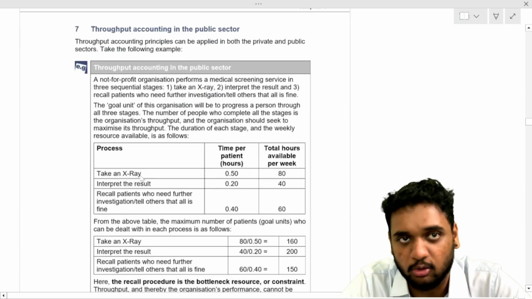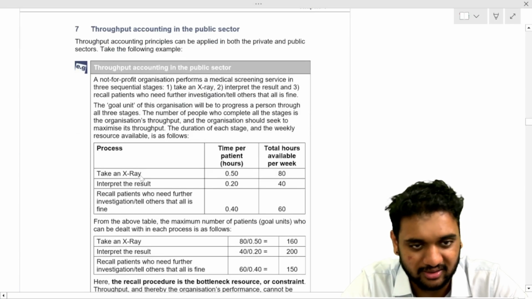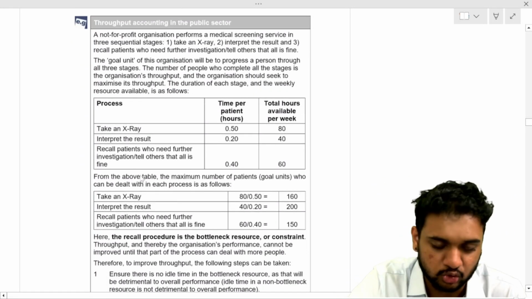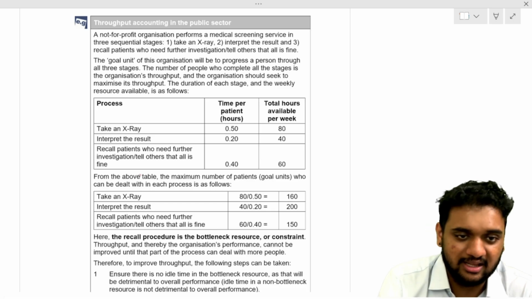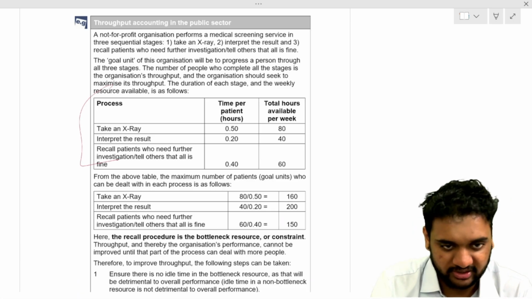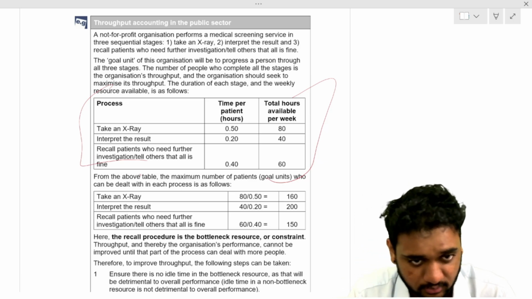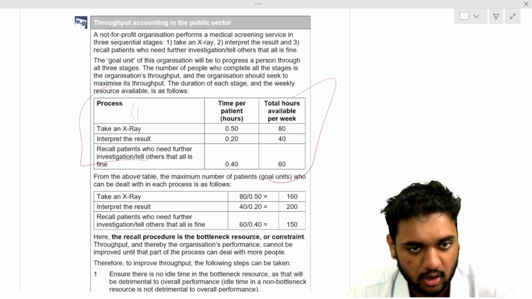Is that there in your book? Yes. Come to that question. Same. In public sector, not profit. Same thing we will do. No difference. Different wordings are given here. See the first box. What is given to us? We are talking about a hospital.